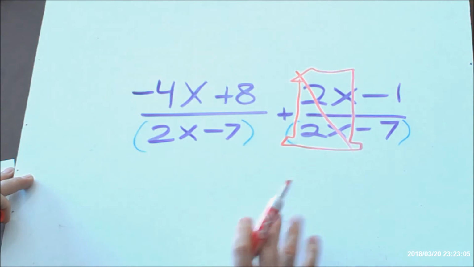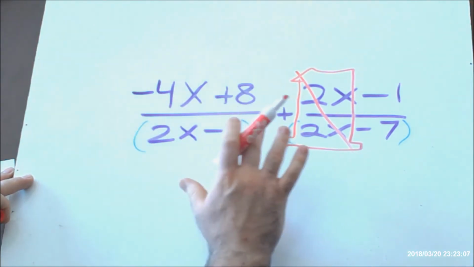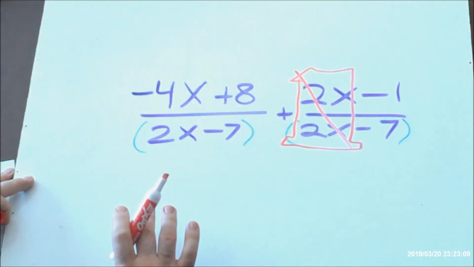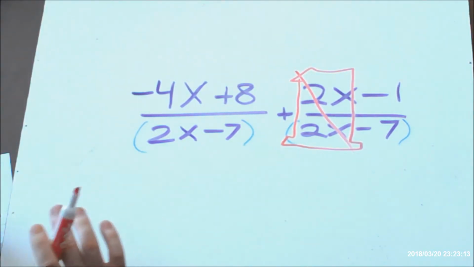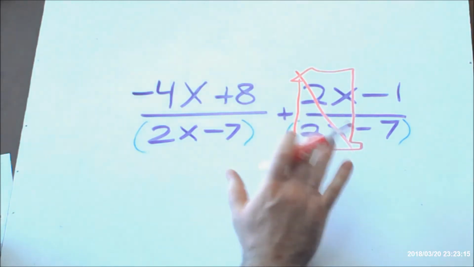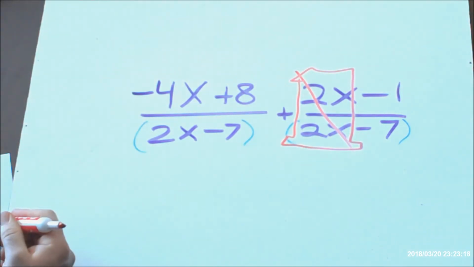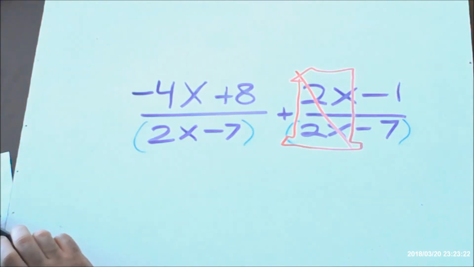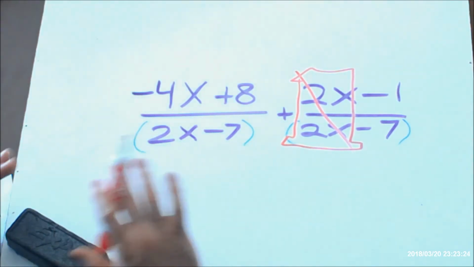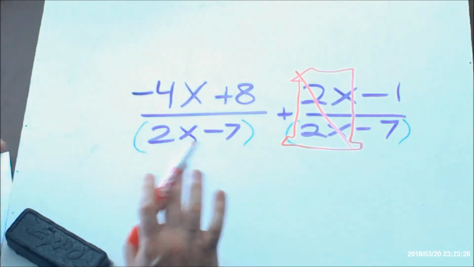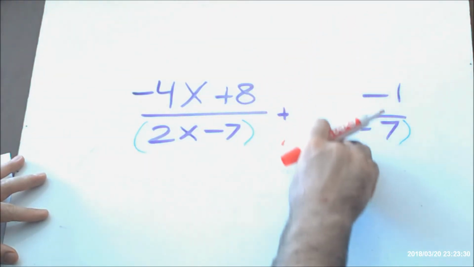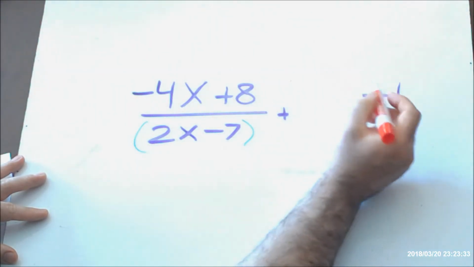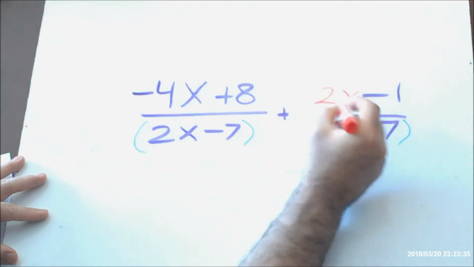The only way you can cancel anything out ever is if everything on the top and everything on the bottom is factored. If you cancel out before you've factored, you're doing it wrong, and you will get the wrong answer. Avoiding this mistake right here will save you a ton of points. You could probably go from failing to passing just by not making this error. So again, you can't cancel anything out unless everything in the top and everything in the bottom is factored. So now that I've got that out of the way, please don't make that mistake. I see it all the time. It's very, very common.